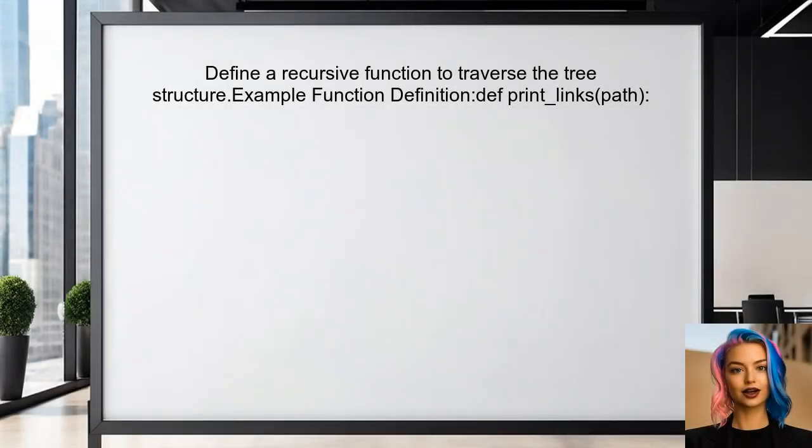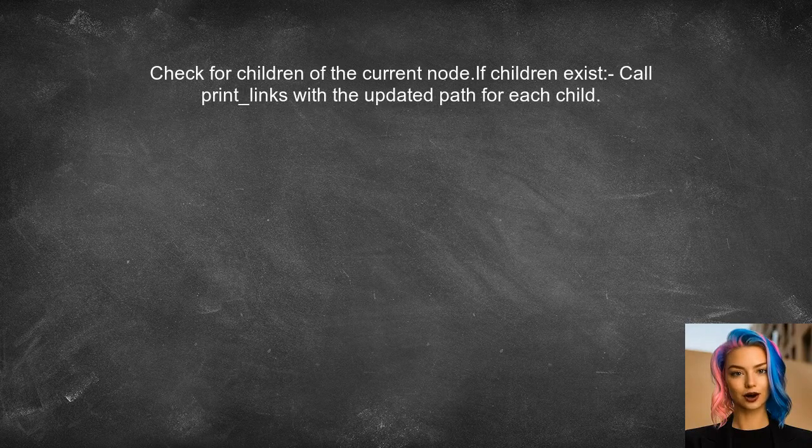in Python. To generate the desired output, the user should first define a function that will recursively traverse the tree structure. This function will take the current path as an argument. Next, within this function, the user should check if there are any children for the current node. If there are, the function should call itself for each child, appending the child to the current path.